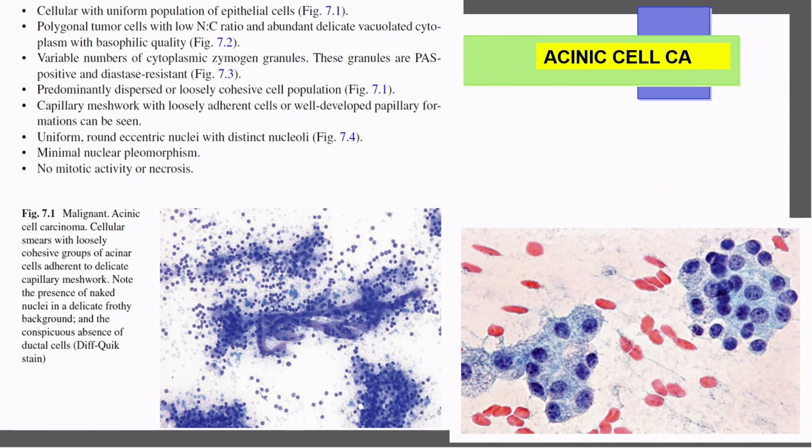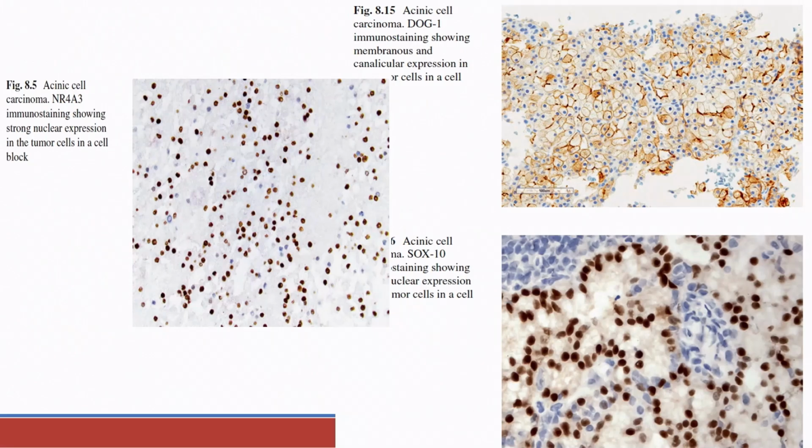Acinic cell carcinoma has a very bland cytology, a uniform population of cells with granular, zymogen-rich cytoplasm, PAS positive, diastase resistant. As you can see, very bland round nuclei with pale chromatin and small nucleoli, minimal nuclear pleomorphic features. It's very tricky because it might resemble a benign entity such as normal salivary tissue. We might have the support of immunostains: the new NR4A3 nuclear expression, DOG1 cytoplasmic and membranous, and SOX10 nuclear positivity.